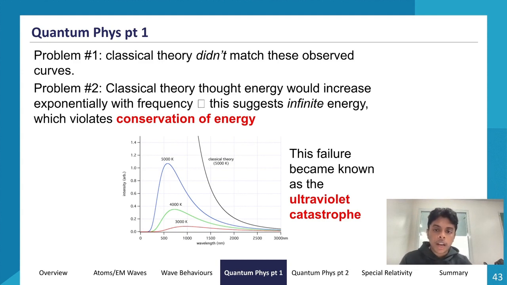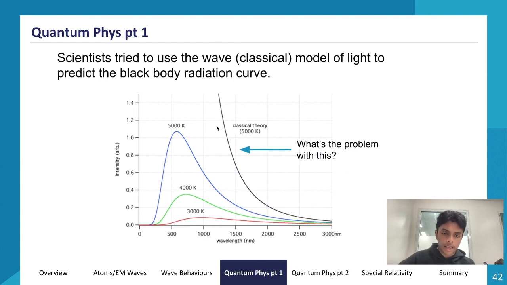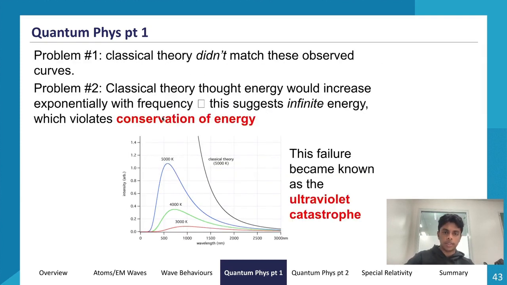The problem that I mentioned was that the classical theory predicted that the frequency would approach infinity as the wavelength approached zero, and so this violates the conservation of energy. The next thing is that if we go back here, the blue, the red, and the green lines are what was observed from a theoretical black body. And as you can see here, the classical theory doesn't match. So that's another problem: the classical theory didn't match the observed curves. And this failure became known as the ultraviolet catastrophe.